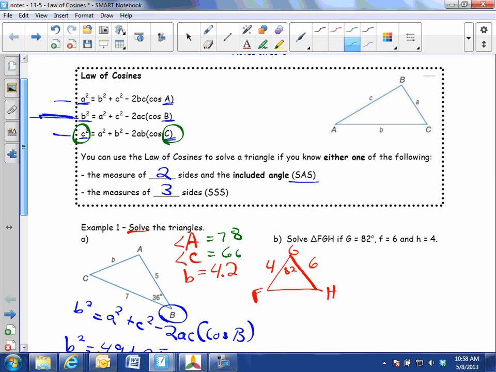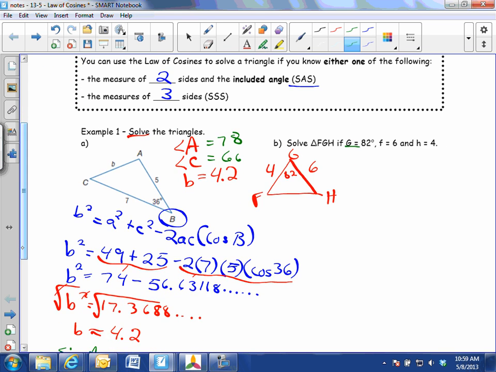Okay? So if I was looking at this one, I know that the only angle they give us is g. So I know I have to have a g squared in the front. G squared equals, and then it doesn't matter which one, just the other two squared: x squared plus h squared, minus 2 times the others, times 6, and then times the cosine of 82. We have to work that.